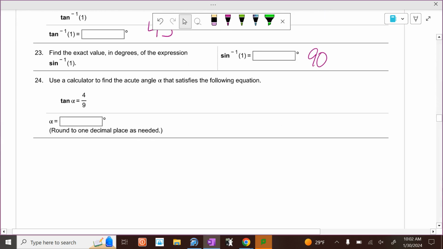The tangent of an angle equals 4/9, which means that angle equals the inverse tangent of 4/9. What's the inverse tangent of 4/9?